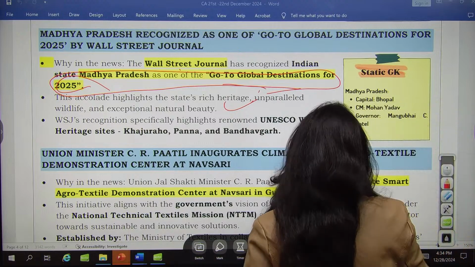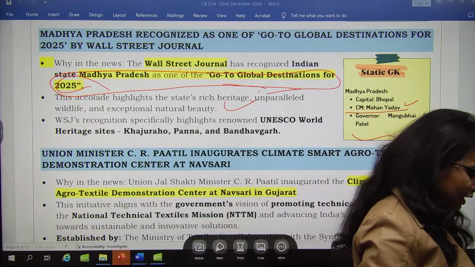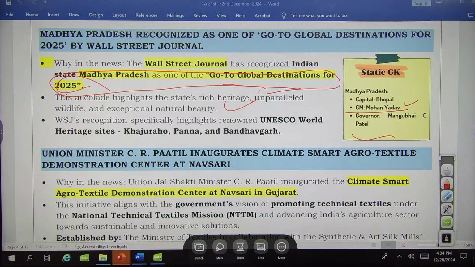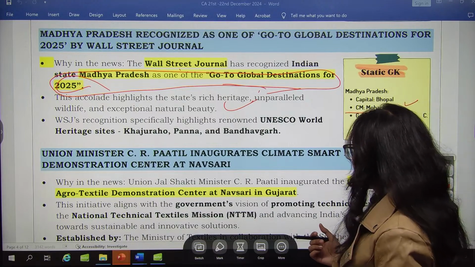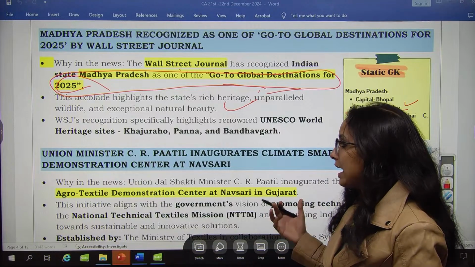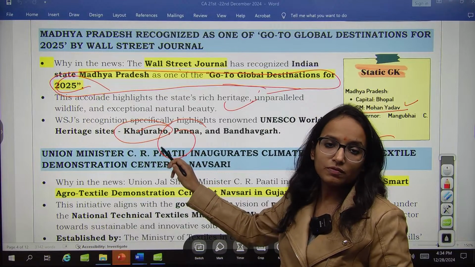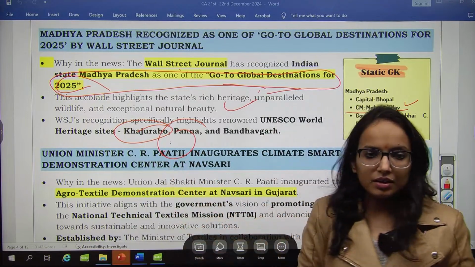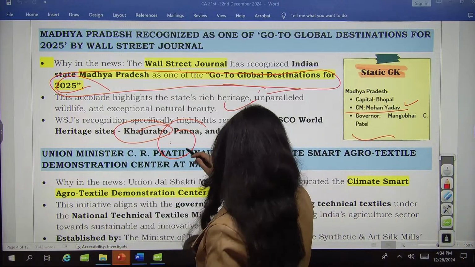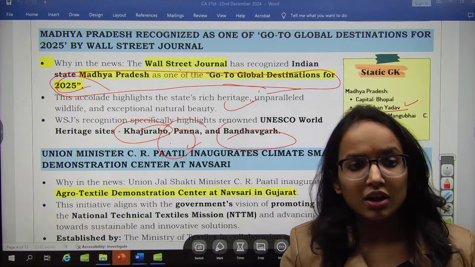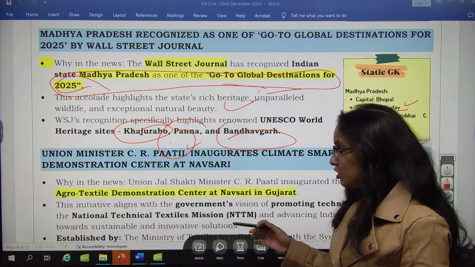Madhya Pradesh. Okay. Capital is Bhopal. Present CM is Mohan Yadav. Governor is Mangu Bhai Patel. And Madhya Pradesh also cites the renowned UNESCO World Heritage sites like Khajuraho group of temples. Panna is famous for diamond. Okay. Panna is the place where diamond is found in India, right? Remember, Panna, Bandhavgarh Fort and etc. So these are some of the UNESCO World Heritage Sites located in MP, Khajuraho, Panna, Bandhavgarh.